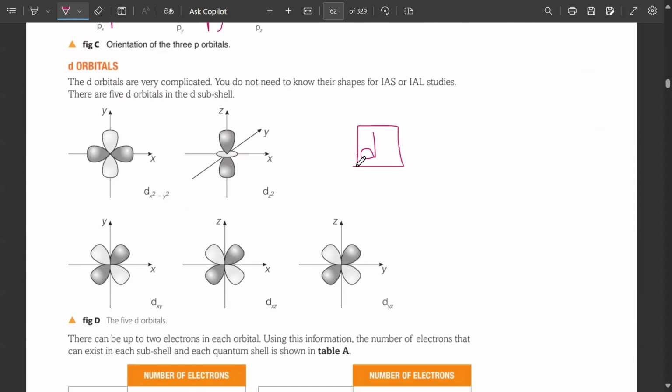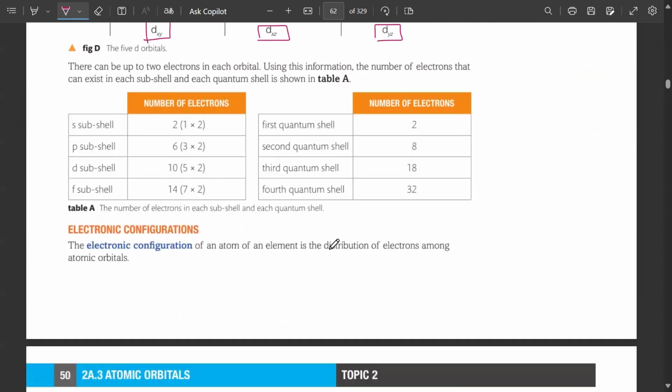D orbitals have 5 types: dx square minus y square, dz square, dxy, xz, and yz. You don't have to memorize these right now. I'll tell you when you have to and which ones you have to do. So, these are the number of electrons that can fit. In the S subshell, we can have 2, P can have 6, D can have 10, and F can have a maximum of 14 electrons.